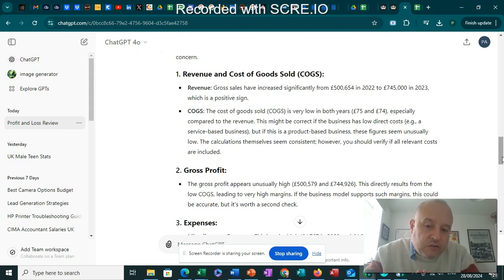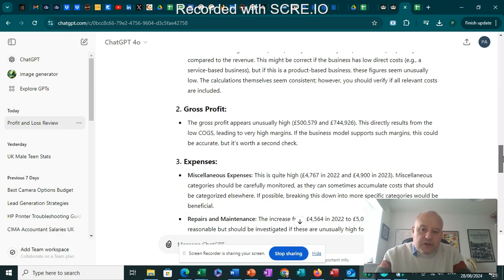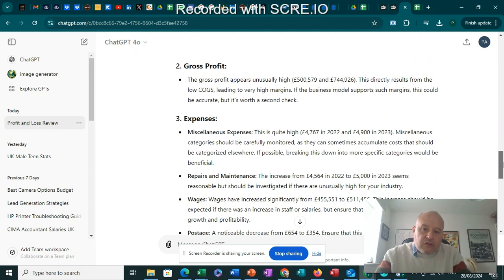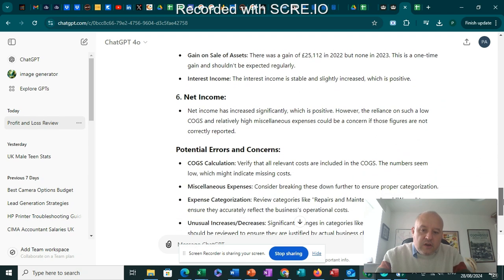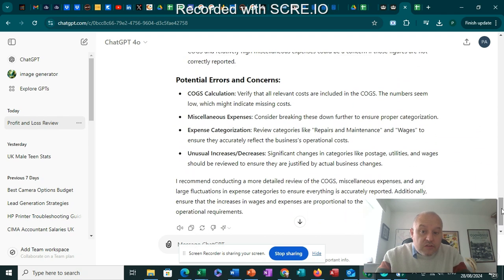So it's just an idea of how useful this tool can be, because it is actually flagging a very, very important point here. I mean, if there's an error in these figures, it's getting quite close to picking it up, or if something doesn't look quite right, it's pressing all the right buttons, it's flagging it. And you see, it goes into quite significant analysis: gross profit, expenses, net operating income, potential errors and concerns.